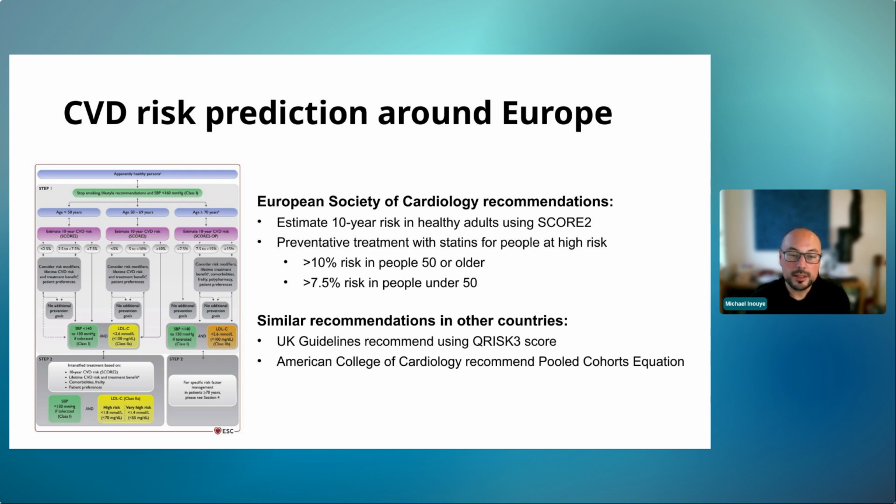And the UK has similar guidelines, but they depend on a slightly different risk model called QRisk3, or QRisk2 more recently. And the US has the pooled cohorts equation as well.